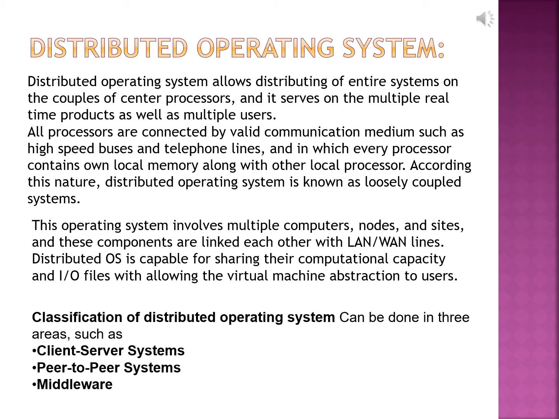This operating system involves multiple computers, nodes and sites, and these components are linked to each other with LAN or WAN lines. A distributed OS is capable of sharing its computational capacity and input-output files while allowing the virtual machine abstraction to the user. Now, what is the classification of distributed operating system? It can be classified in three areas such as client server system, peer to peer system, and middleware.